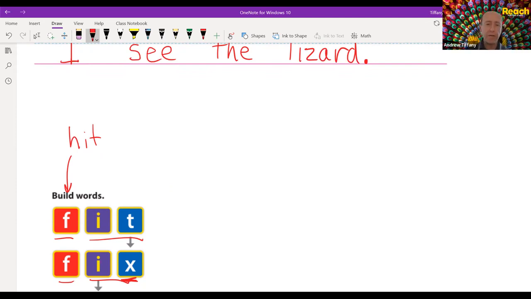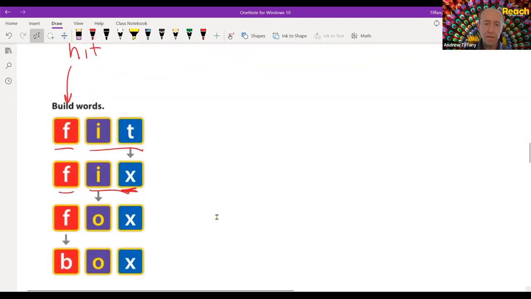Very good. Okay, now we've got two more here. What did we change? We changed the O. So who can tell me what this word is? That's right, it's fox. Fox, right? Ox, fox, very good. And then what about the last one? We changed this one, right? And now it's ox, box.